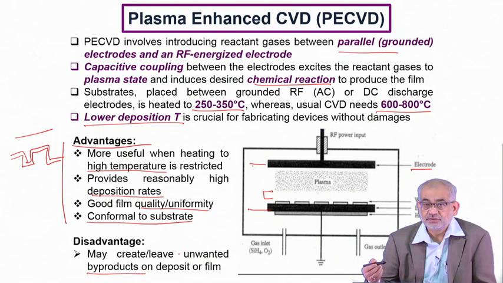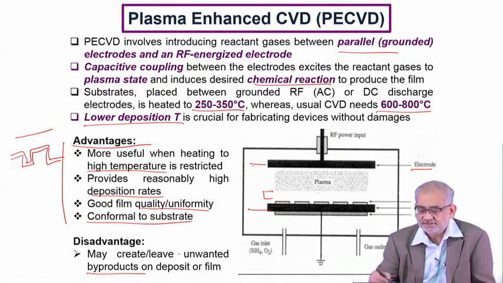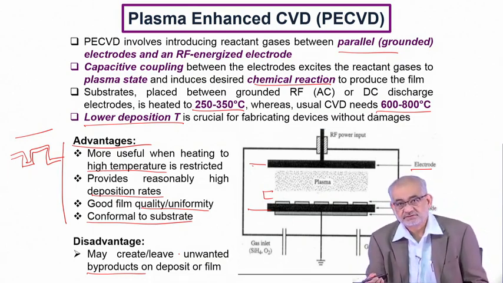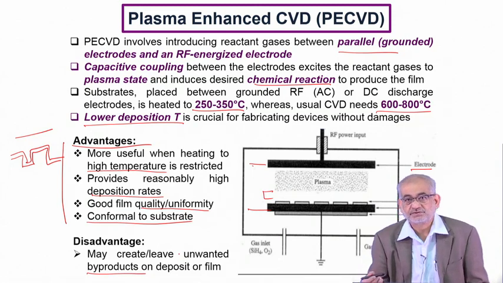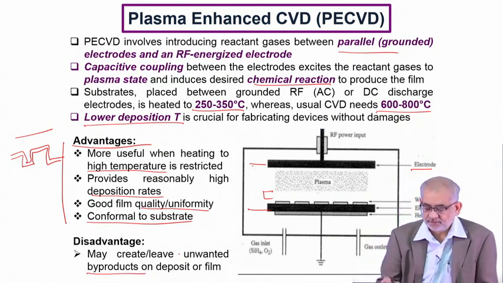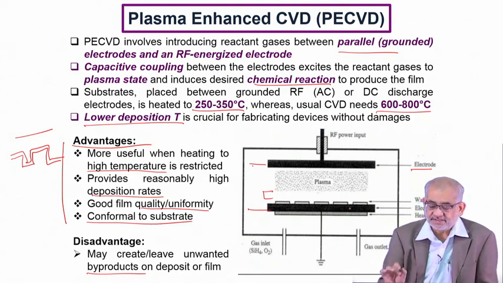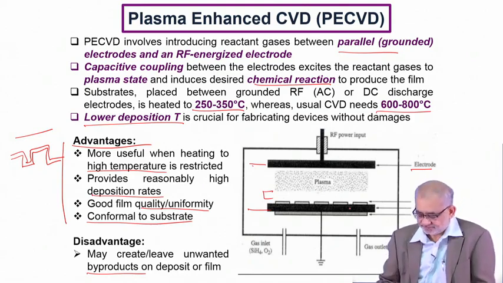You actually would like to deposit only the desired product, but there could be certain byproducts due to the reaction taking place inside the chamber which may get incorporated. Maybe some complex interstitial compounds or intermetallic compounds may get deposited. But otherwise, kinetically, this is a much faster process.